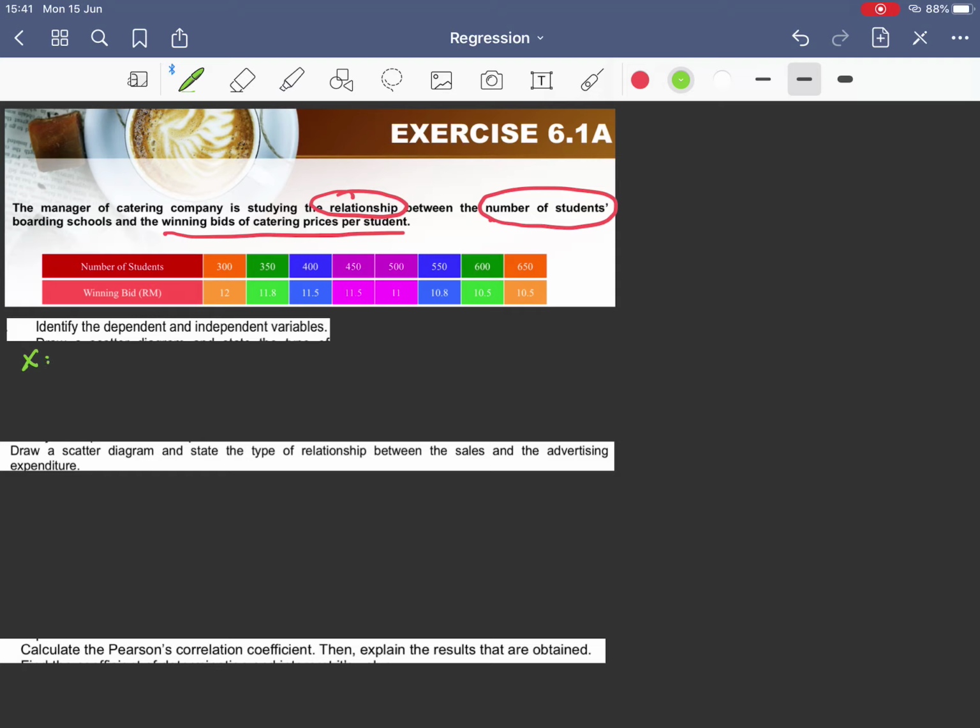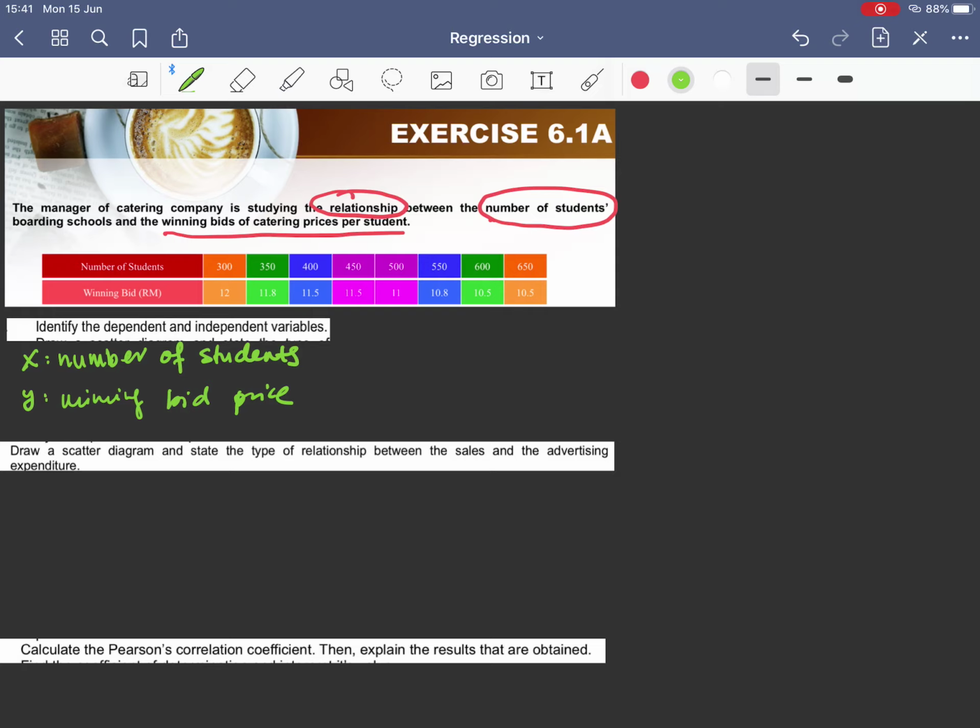Right, so the answer is X will be the number of students, and Y, your dependent variable, will be the winning bid price. So the winning bid price will depend on the number of students. Once the number of students changes, the winning bid price will change.